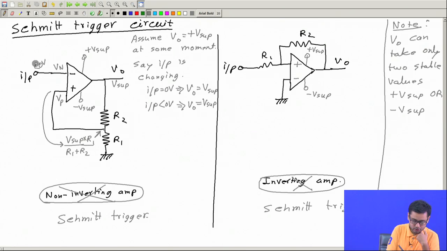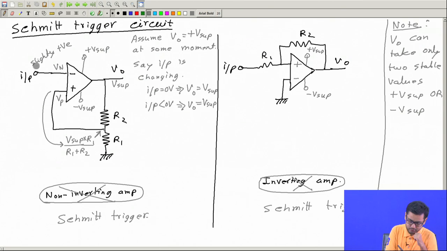If I make the input slightly positive, then what will be the output? This is positive, but this is slightly positive. If this is more positive, the output will still be positive, because as long as this is at higher potential, the output will be positive, right? So if the input is slightly positive, the output will remain at V supply, will not change.